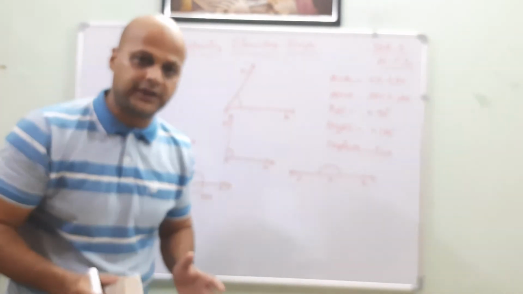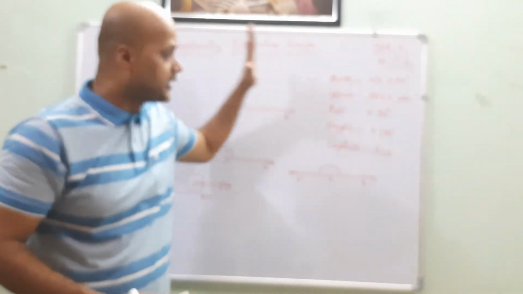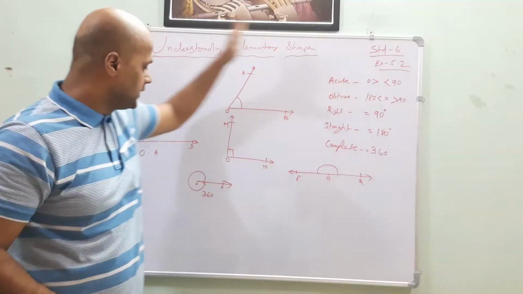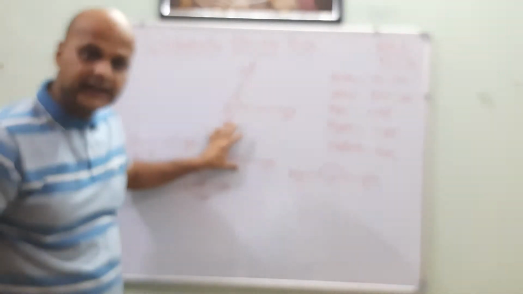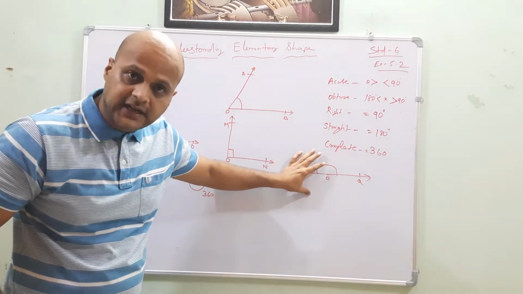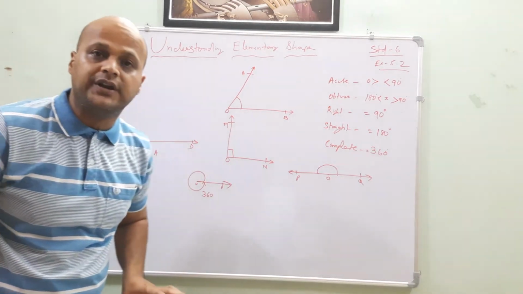You have to remember it. What is the definition of an angle? What is an acute angle? What is an obtuse angle? What is a right angle? What is a straight angle? And what is a complete angle, my dear friends?